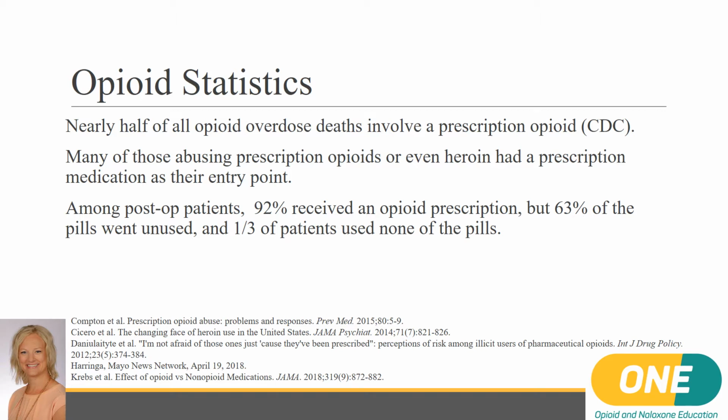Nearly half of all opioid deaths involve a prescription opioid. That is a pretty astonishing statistic from the Centers for Disease Control. Many of those abusing prescription opioids or even heroin had a prescription medication as their entry point. These might be a prescription for themselves or a prescription that they started using from a family member or friend. This is a very sad statistic because when we as pharmacy personnel give out a prescription, we are hopeful that that prescription will help the patient, not harm the patient.